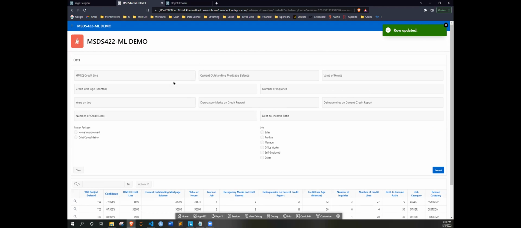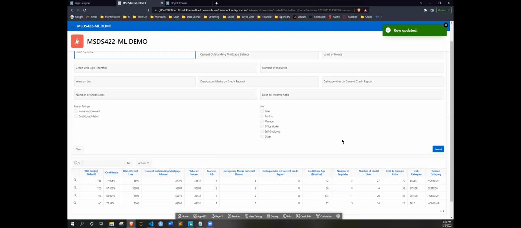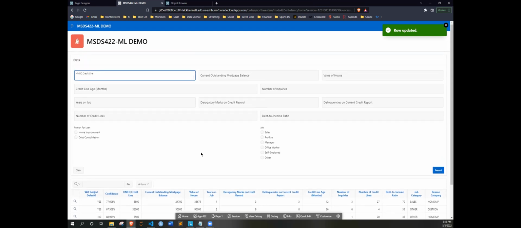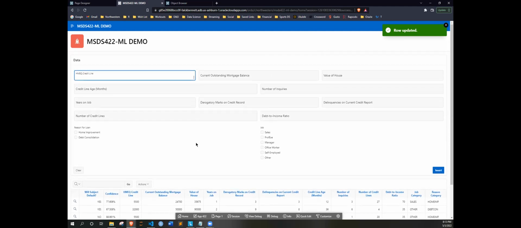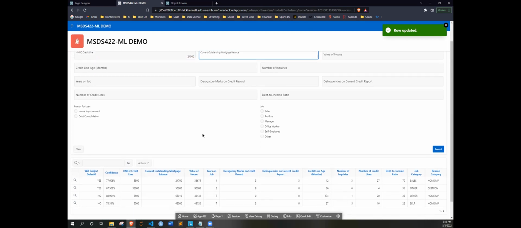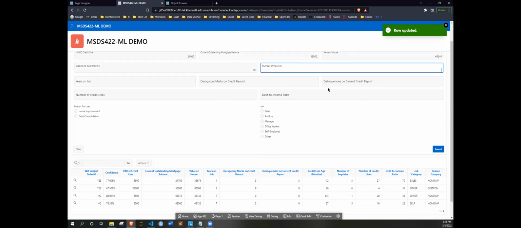And what this allows us to do is dump a couple pieces of information here, and with the click of an insert button, generate a prediction on the parameters that we put in here. So I'm going to put in the credit line here, and let's say that's $24,000. The outstanding mortgage balance is, call that $39,500. Value of house, let's just say that is 65 to 40. Credit line age in months, maybe that's 89. Number of inquiries on the credit report, call it 32. Yeah, that's a little high.